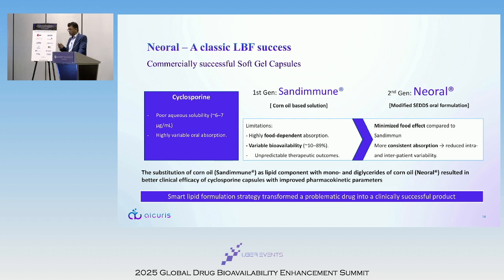So basically Neoral formulation, if you see the first generation, it was Sandimmune, where it was a corn oil based solution, and there was quite a food dependence, and there was incidence of variable bioavailability ranging from almost 10 to 89%. So what they did basically, they just replaced the corn oil with a different oil, and they came with this SEDDS oral formulation, and this had the result of minimized food effect, and they could get consistent absorption, and the inter-individual variability in terms of the bioavailability was reduced, and this was something quite important basically.